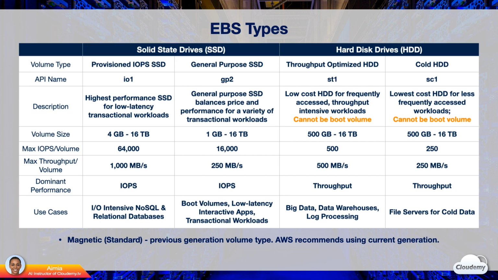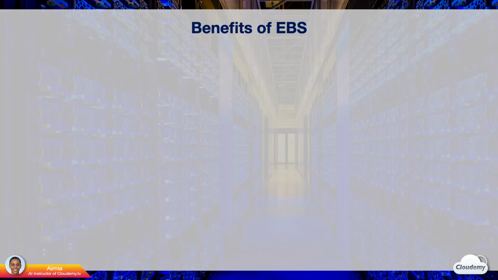There is also a legacy EBS type called magnetic standard volume. This is the previous generation volume type. AWS recommends using current generation volume types for the best performance. EBS volumes provide a few benefits that are not provided by instance store volumes.